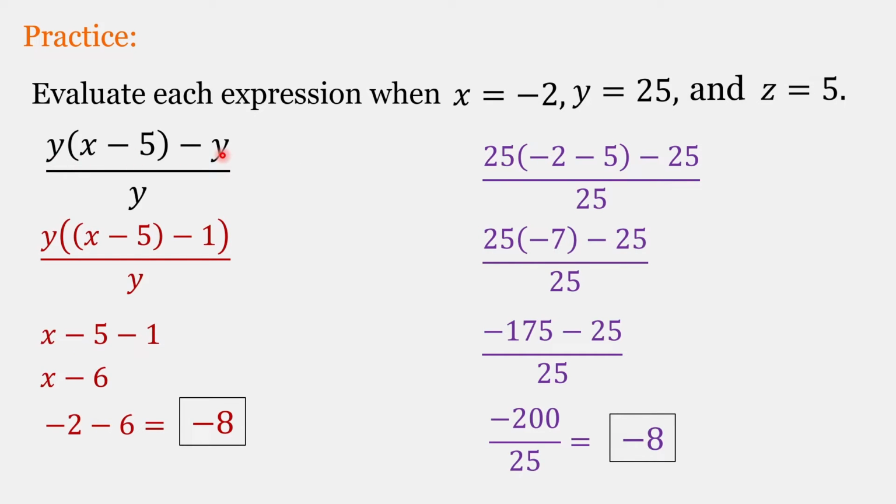So in this numerator, y times the quantity x minus 5 minus y, both terms have a factor of y. So I factored out that y. The y's cancel out, leaving us with x minus 5 minus 1, which simplifies down to x minus 6. Once again, we were able to eliminate one variable completely, the variable y. We plug in that x value of negative 2, we end up with negative 8.